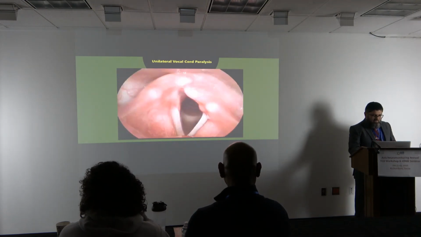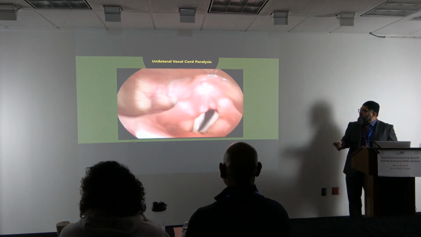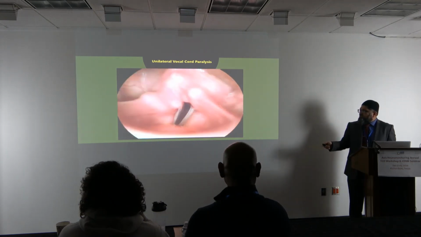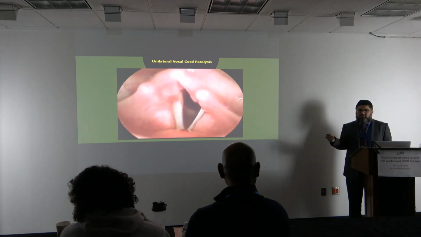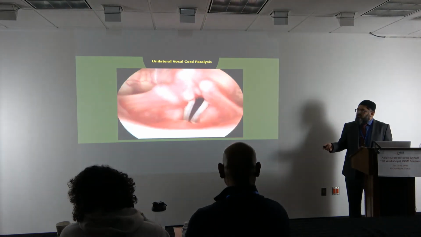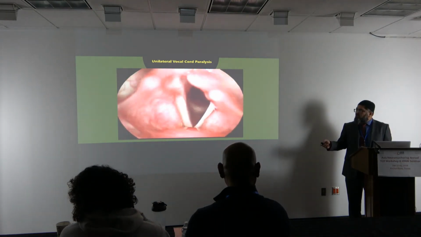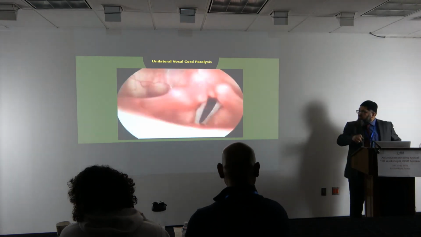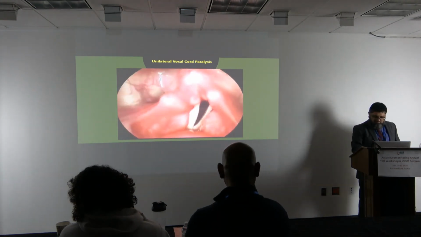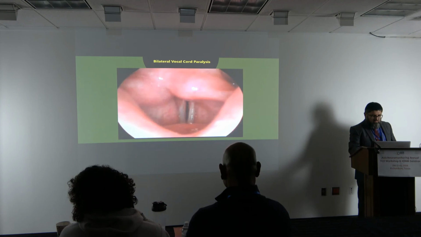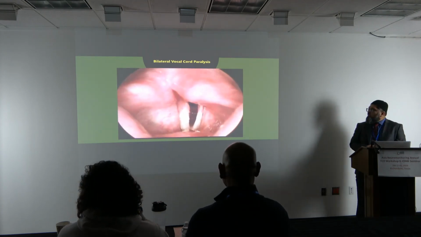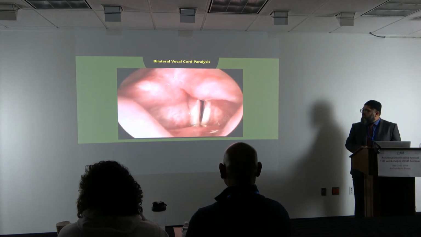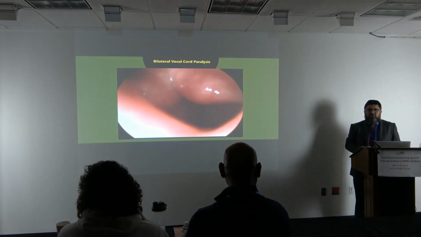So, unilateral paralysis. This side is paralyzed and not moving. So if you're monitoring the recurrent laryngeal nerve and you have loss, you can act, but if you're not monitoring, that can have a drastic effect. And this is the bilateral loss. If the patient has a bilateral loss, you cannot control it.